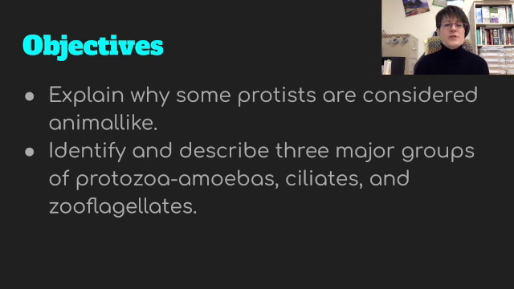So our objectives today were to explain why some protists are considered animal-like and identify and describe three major groups of protozoa: amoebas, ciliates, and zooflagellates.